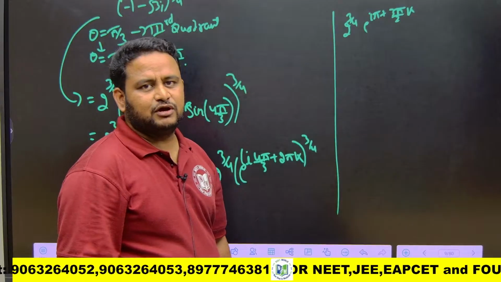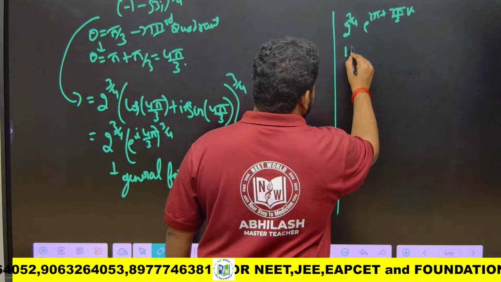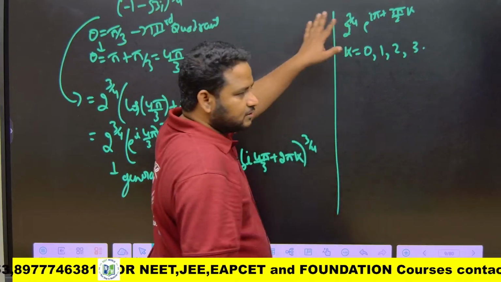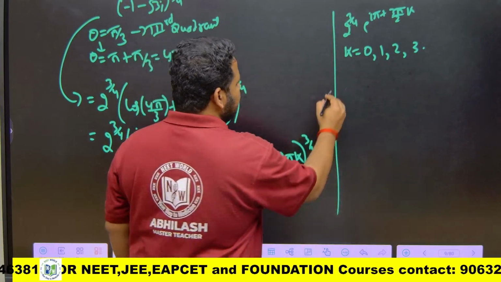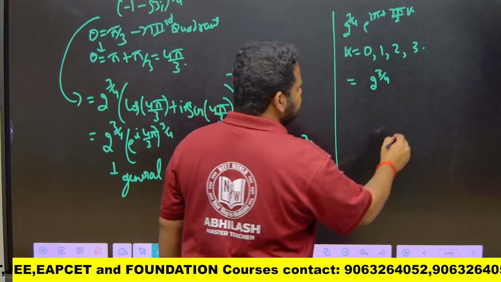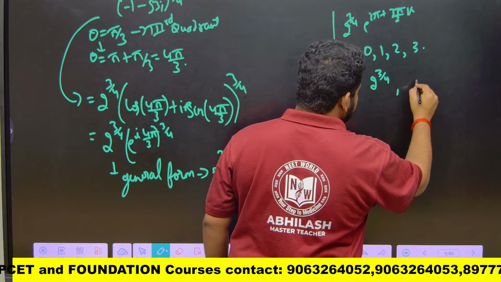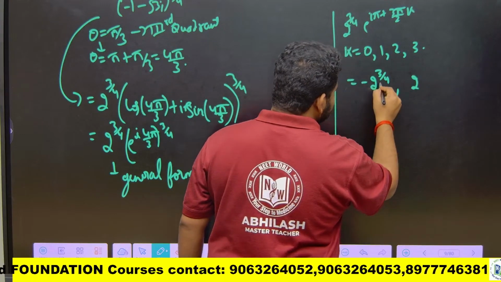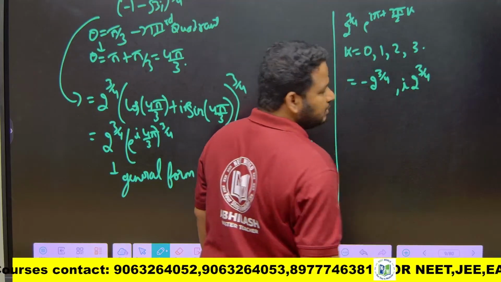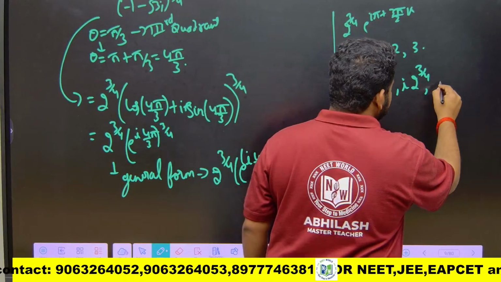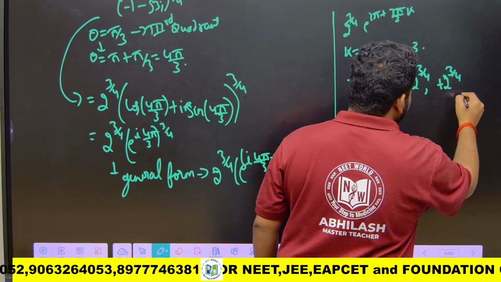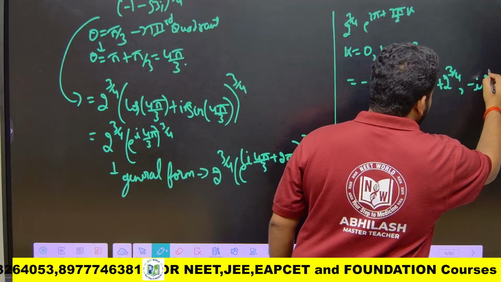Now, you have to take the k value from 0 to 3. If I take k equal to 0, 1, 2, 3 and write it in polar form, I will get the values as follows. One value will be 2 to the power of 3 pi by 4, another value will be minus 2 to the power of 3 pi by 4, another value will be i into 2 to the power of 3 pi by 4, and another will be minus i into 2 to the power of 3 pi by 4.